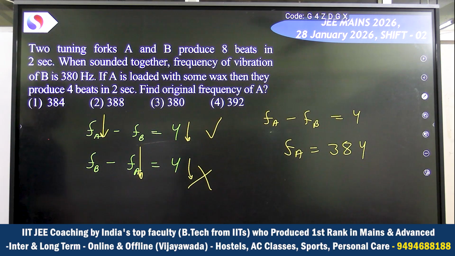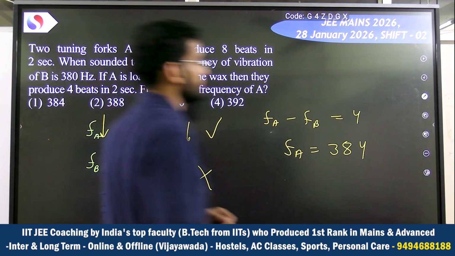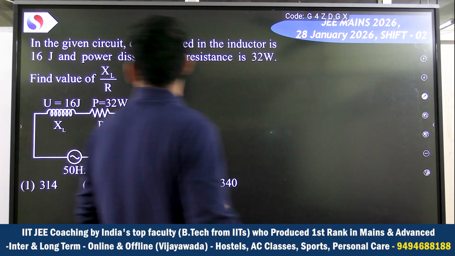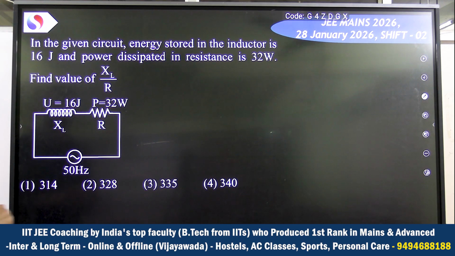First option is the answer, okay? And that's it. Next. In the given circuit, energy stored in the inductor is 16 joule and the power dissipated in resistance is 32 watt. Find the value of XL by R.